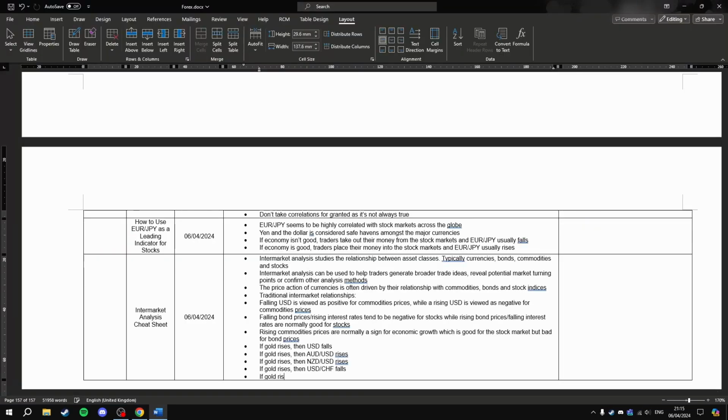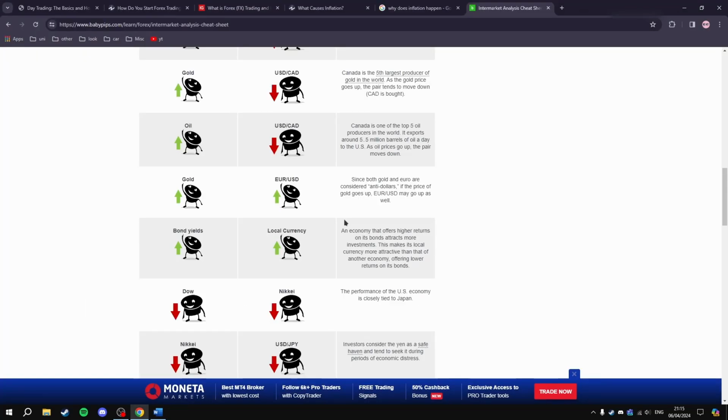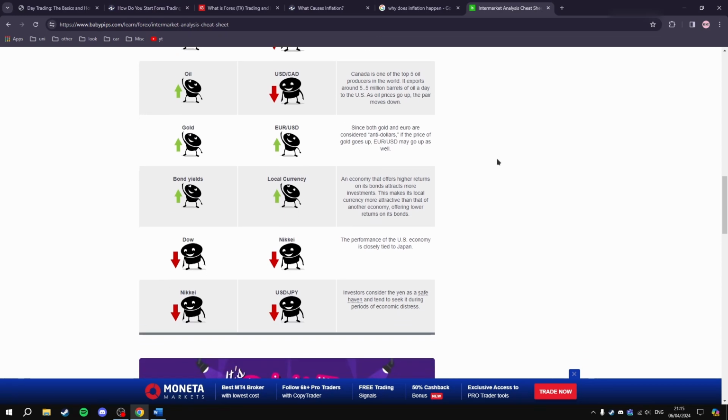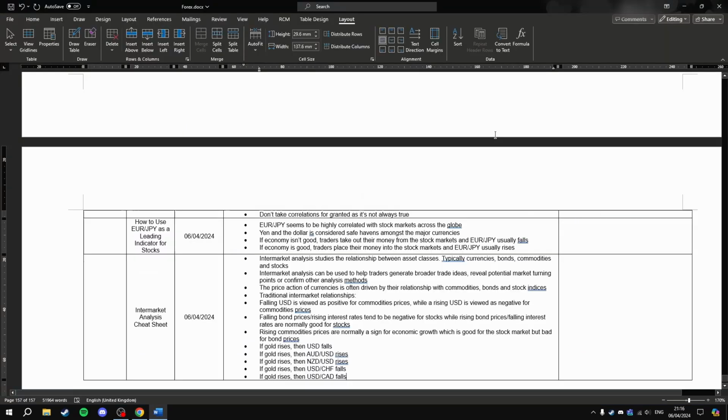If gold rises, then USD/CAD falls. Canada is the 5th largest producer of gold in the world. As the gold price goes up, the pair tends to move down. CAD is bought, because USD is weakening against the CAD, because you could use less CAD to buy 1 USD.